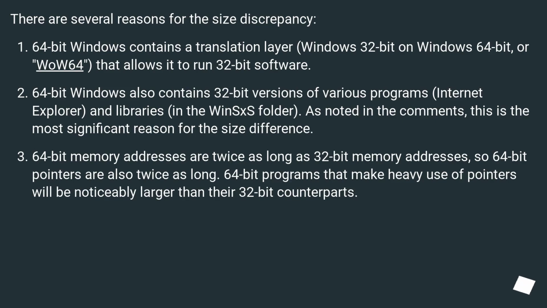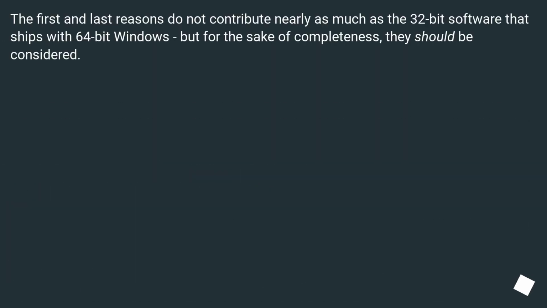64-bit memory addresses are twice as long as 32-bit memory addresses, so 64-bit pointers are also twice as long. 64-bit programs that make heavy use of pointers will be noticeably larger than their 32-bit counterparts. The first and last reasons do not contribute nearly as much as the 32-bit software that ships with 64-bit Windows, but for the sake of completeness, they should be considered.